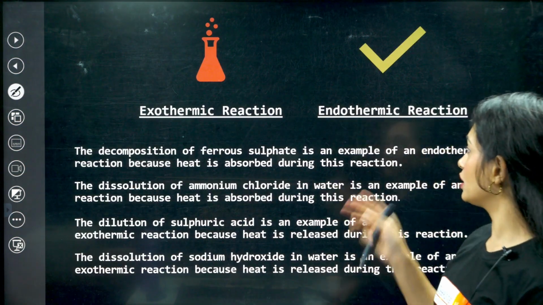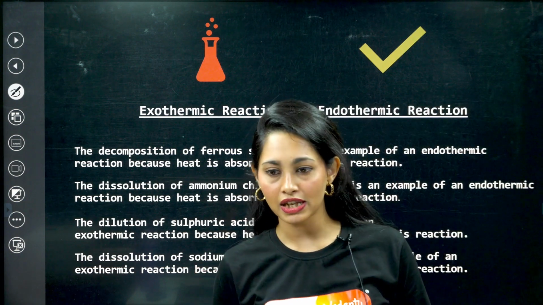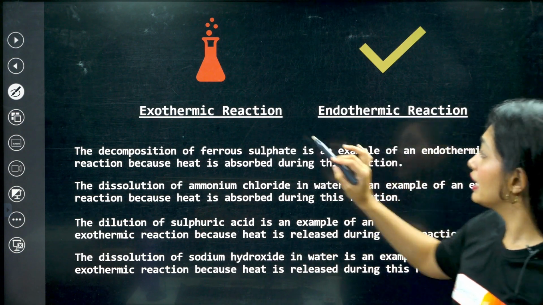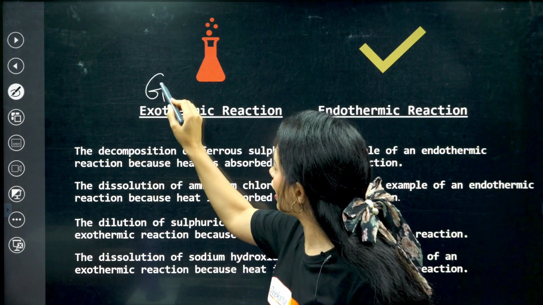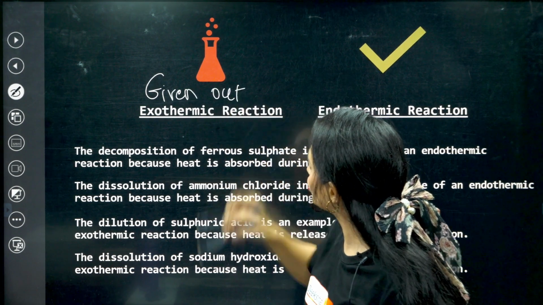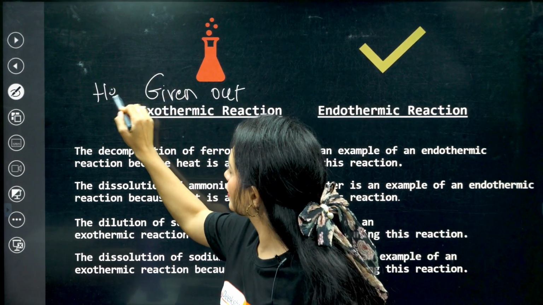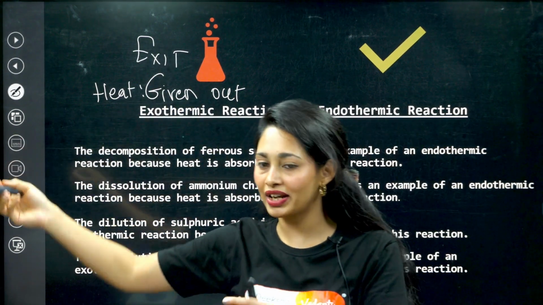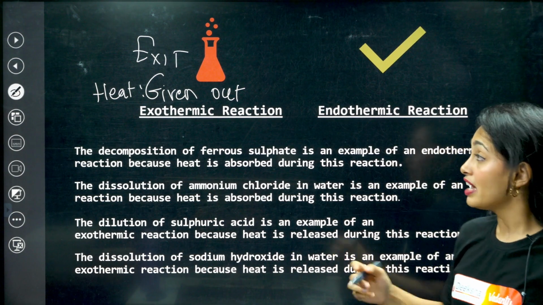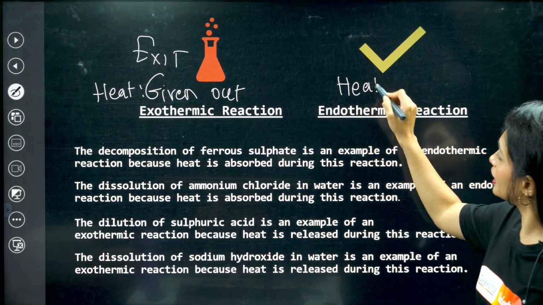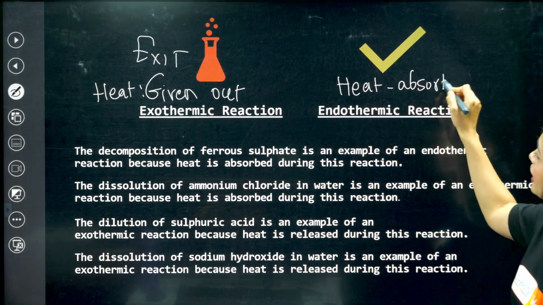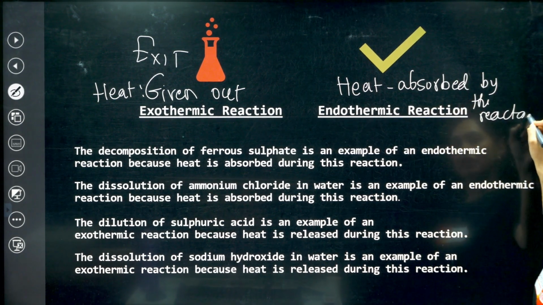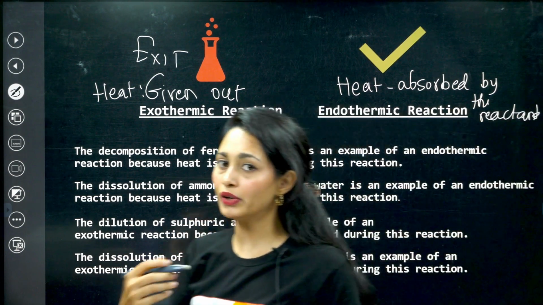Moving on with endothermic and exothermic reactions, we have come to the end of the session. An exothermic reaction is one where heat energy is given out. Exothermic, exit. That's how I remember. Endothermic reactions are those where heat energy is absorbed. Heat is absorbed by the reactant.